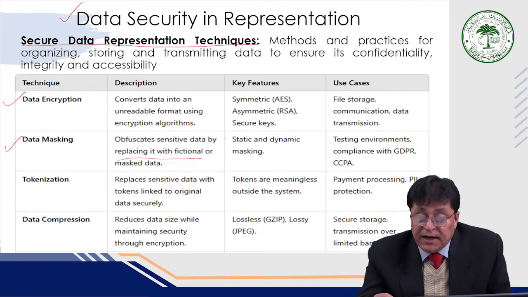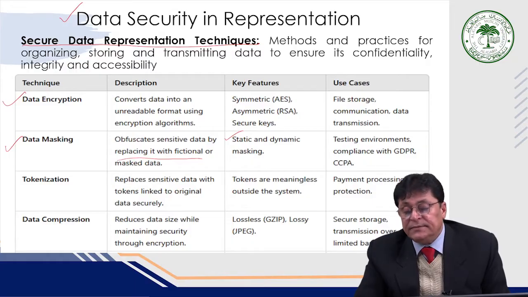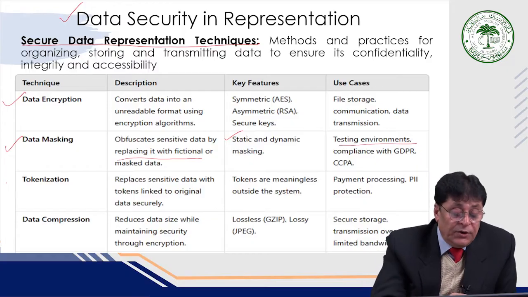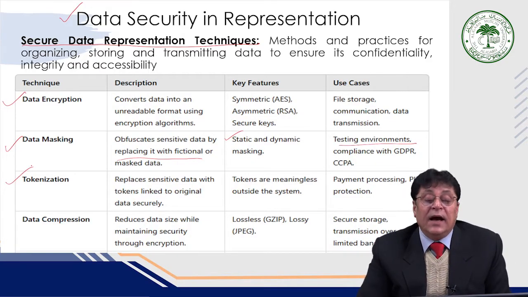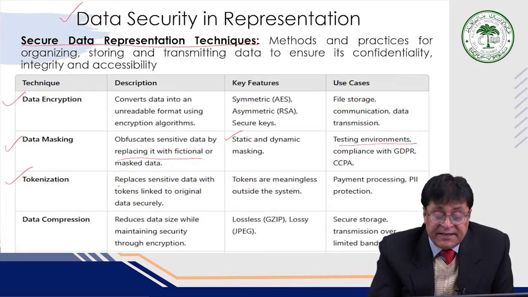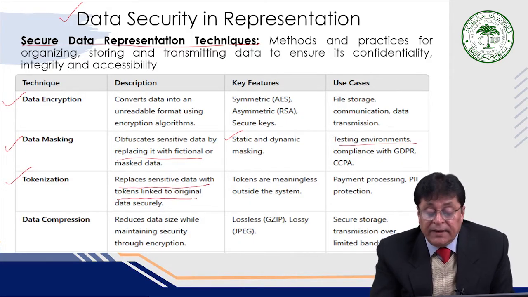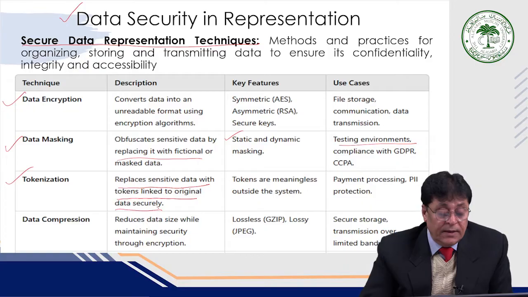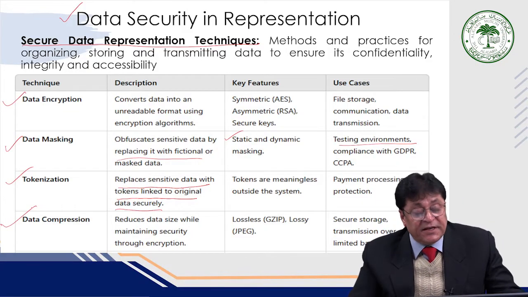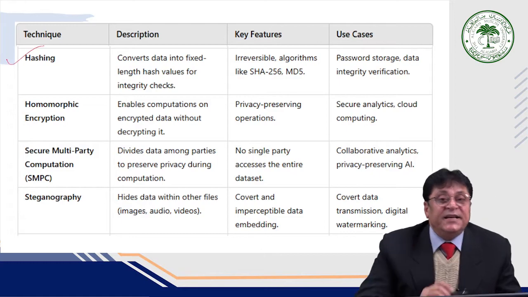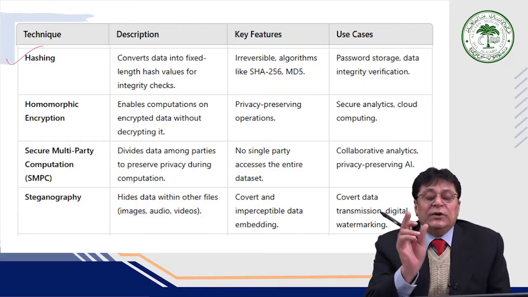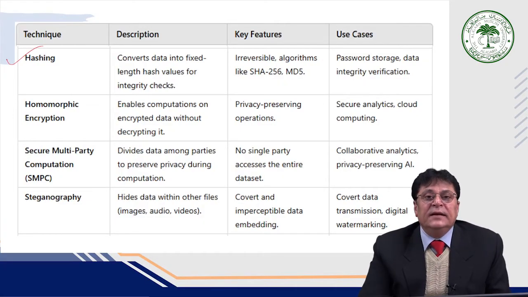The key features are static and dynamic masking, and it is used in testing environments. Tokenization is another technique which replaces sensitive data with a token linked to the original data securely. Data compression, we have already discussed about it. Hashing is another such technique wherein plain text is converted to a fixed-length text using some algorithm, which is known as a hash algorithm or hash function.